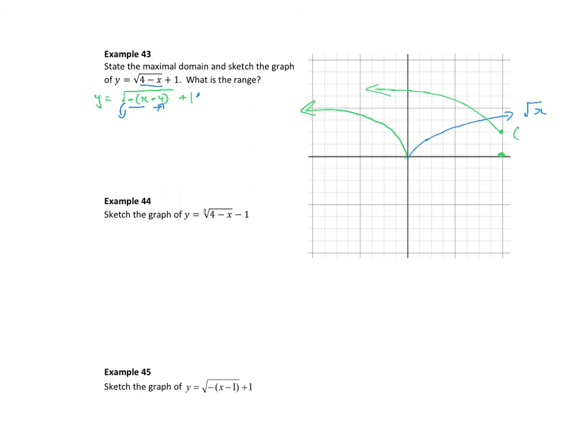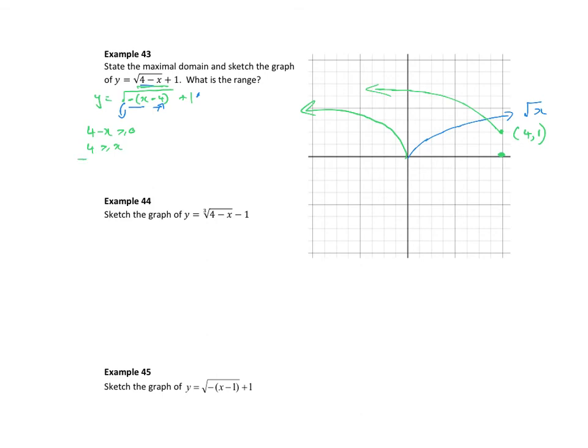So that point there is the point 4 units right, 1 unit up. Now you can see from the graph what the domain should be. So let's think about the domain just from an algebraic approach. We need 4 minus x to be greater than or equal to 0. Take the x across. So 4 is greater than or equal to x. So x has got to be less than or equal to 4.